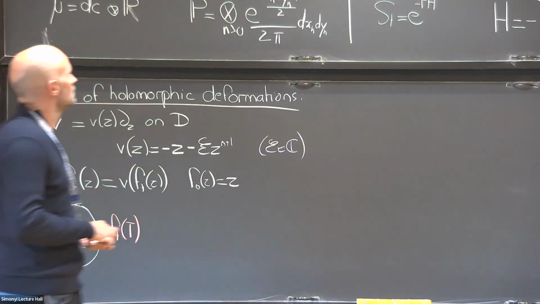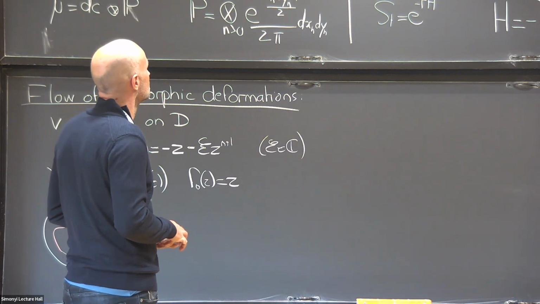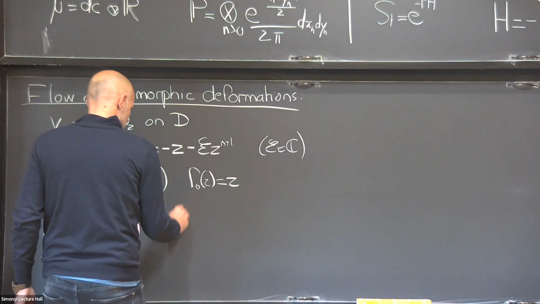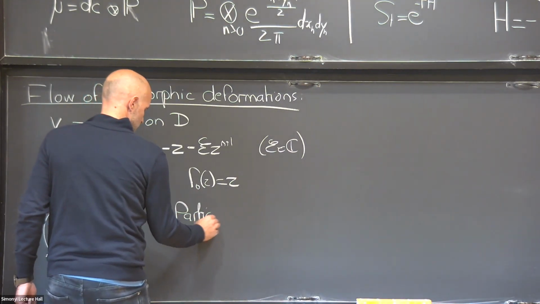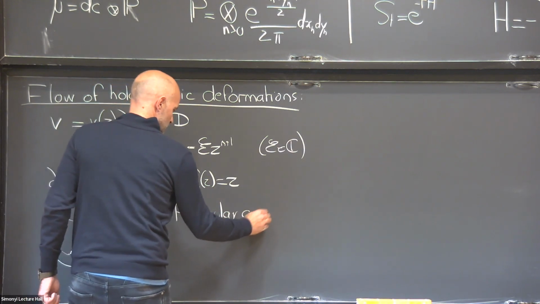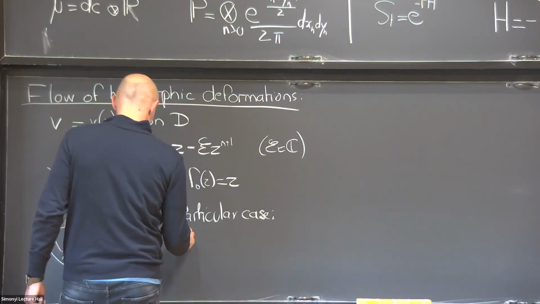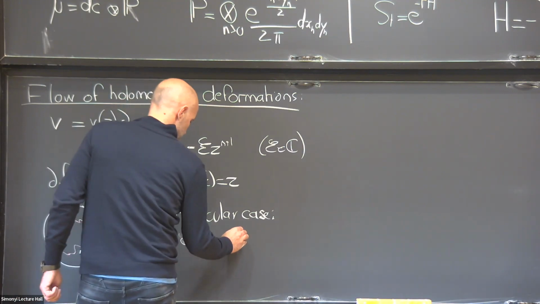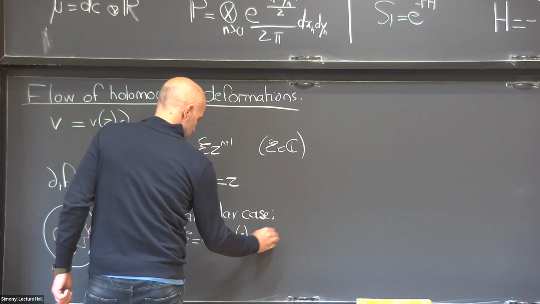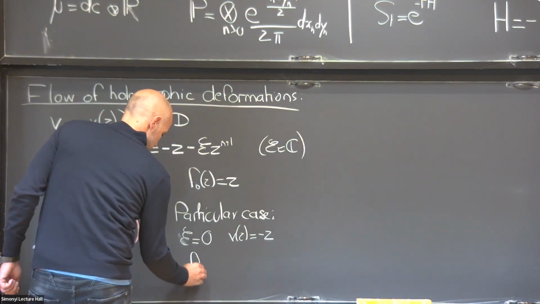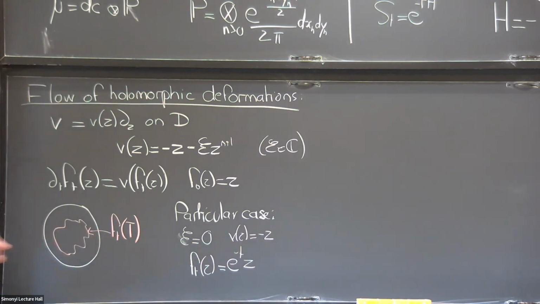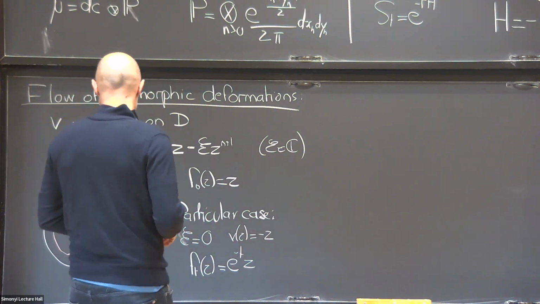If you take epsilon equals 0, then yes, it's just exponential minus t z. It's a particular case. So how do you recover the previous case? You can take, if you like, epsilon equal to 0. Then V, your vector field, is just minus z, and ft of z is just exponential minus t z. Okay, and you recover this way the flow upstairs.